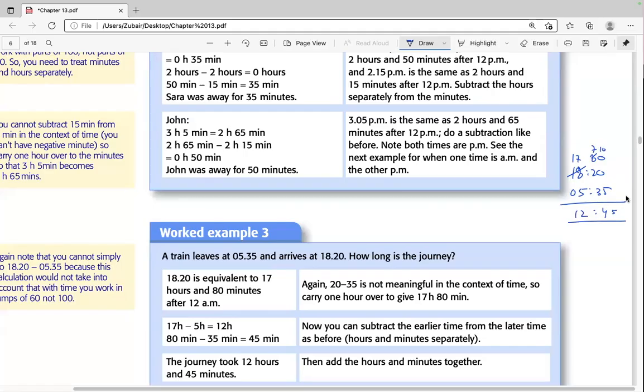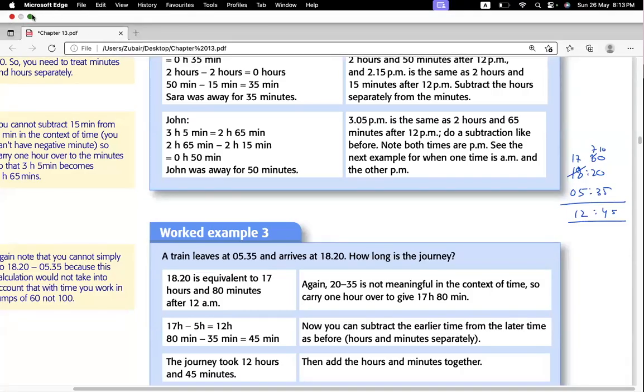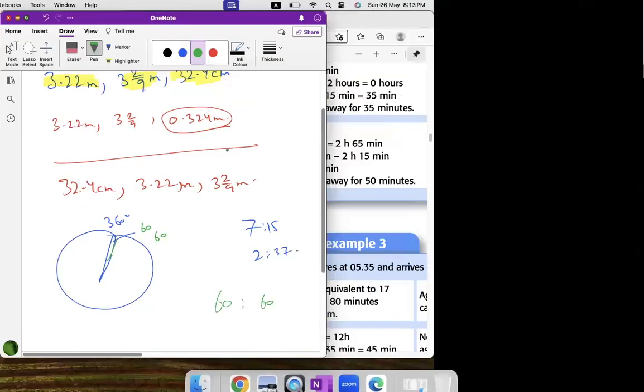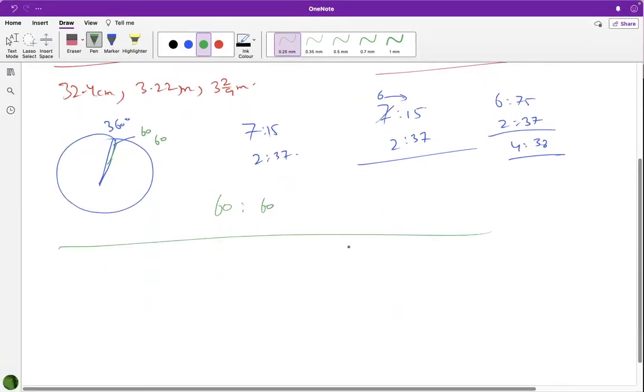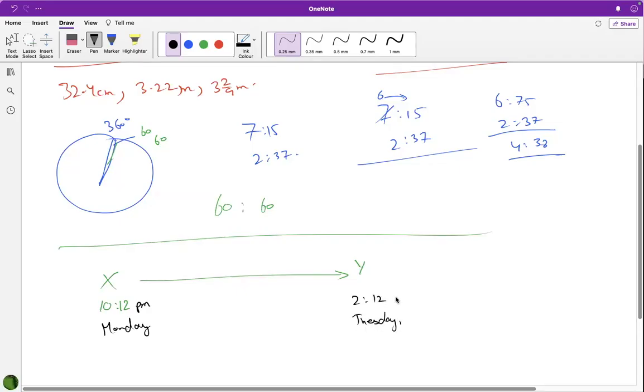We need to be careful when the time actually crosses the 24 mark. Let's say someone left X at 10:12 p.m. Monday, and they reached Y at 2:12 a.m. Tuesday. How long did they travel?